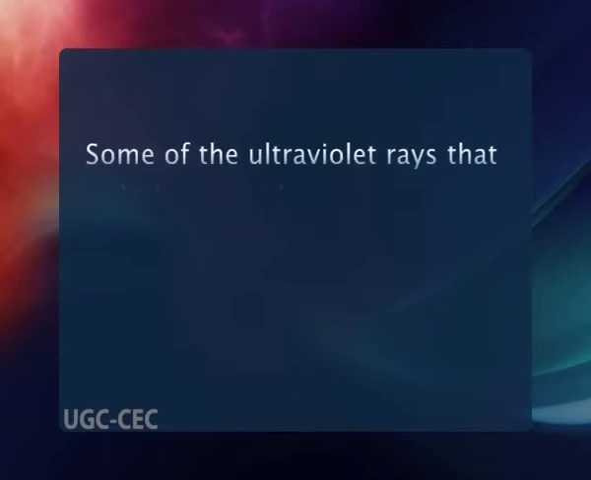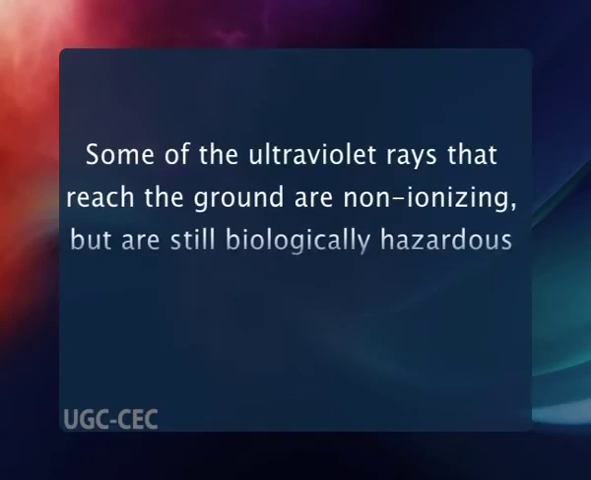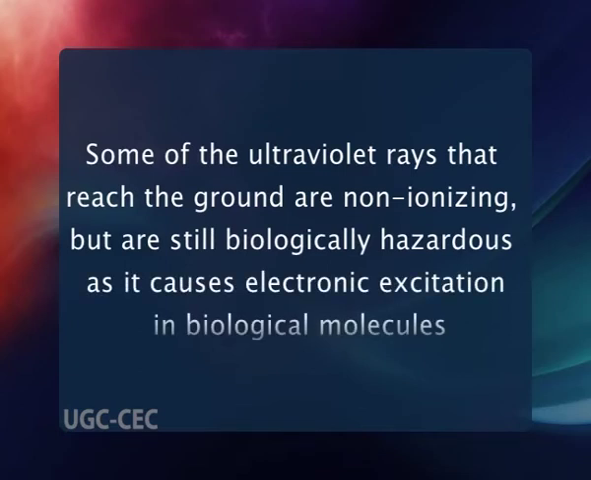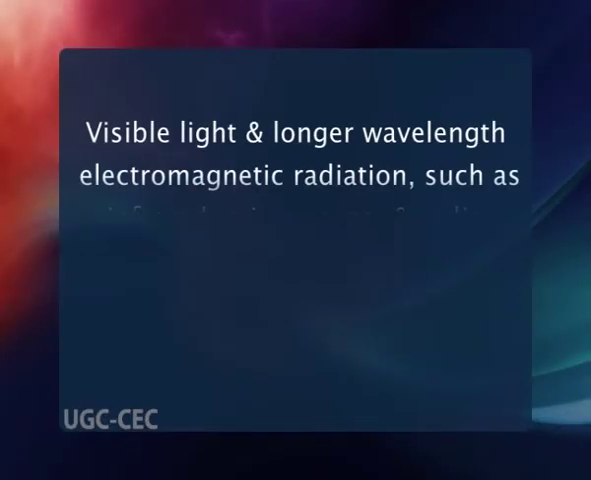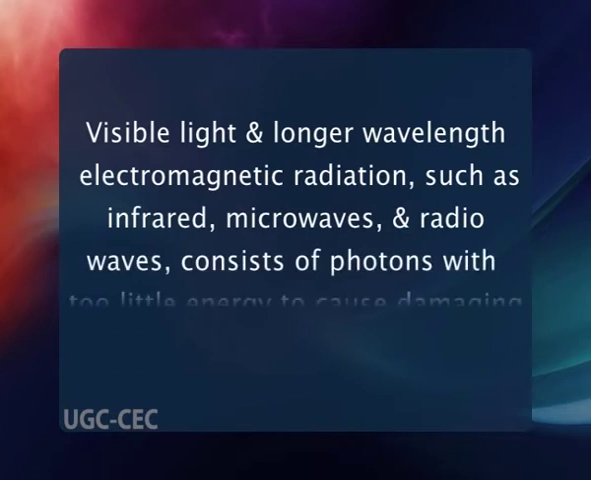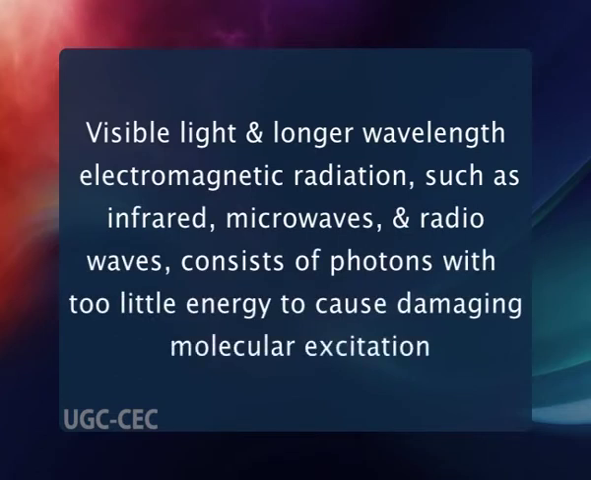Some of the ultraviolet rays that reach the ground are non-ionizing but are still biologically hazardous as they cause electronic excitation in biological molecules. An example is the formation of pyrimidine dimers in DNA. This property gives the UV spectrum some of the dangers of ionizing radiation in biological systems without actual ionization. In contrast, visible light and longer wavelength electromagnetic radiation such as infrared, microwaves and radio waves consist of photons with too little energy to cause damaging molecular excitation.